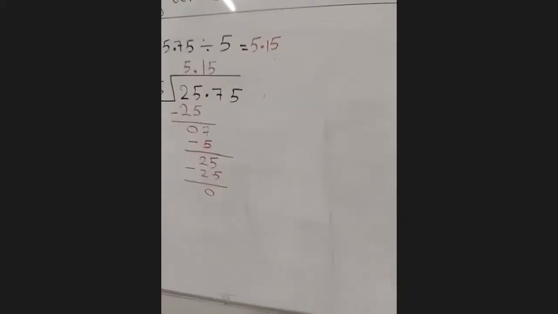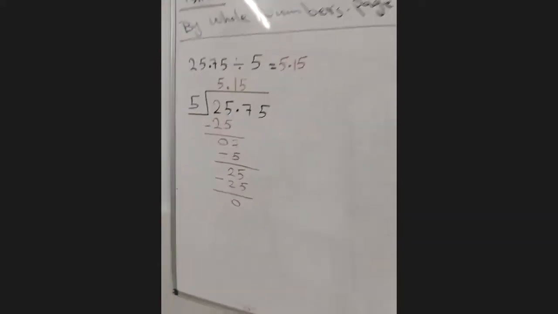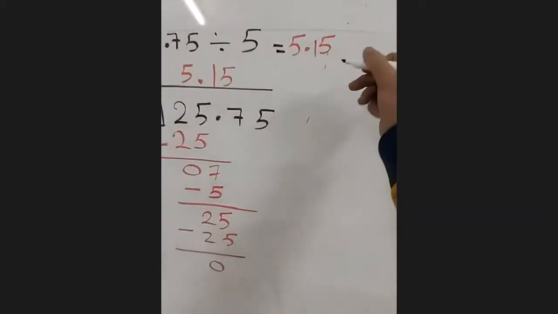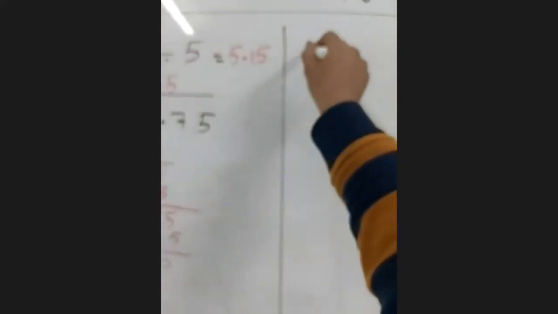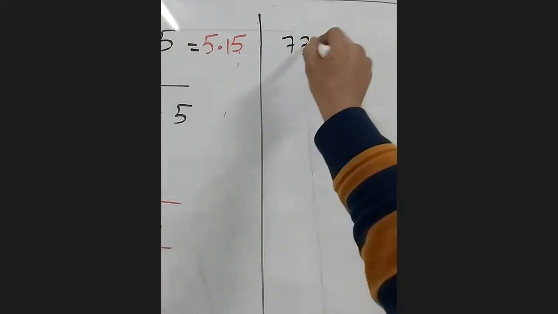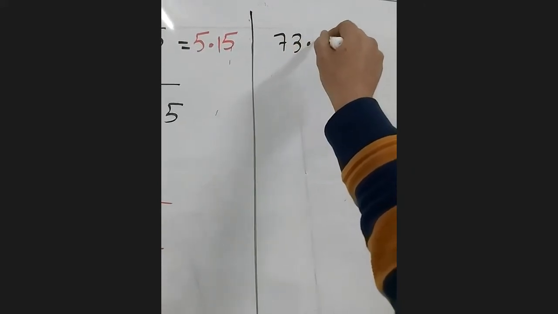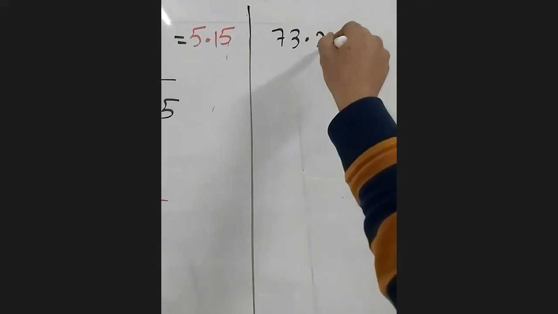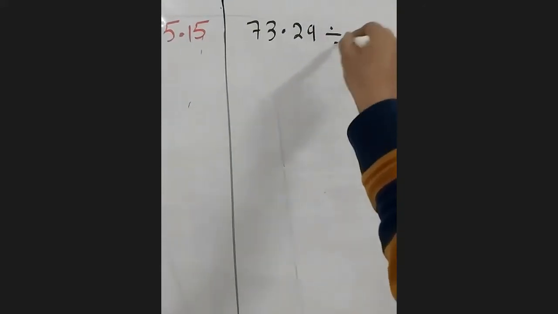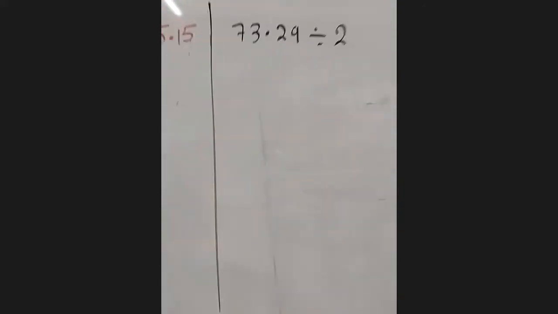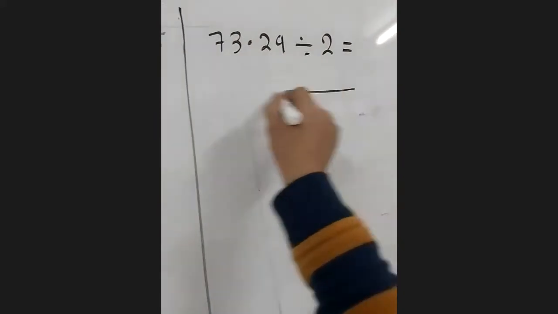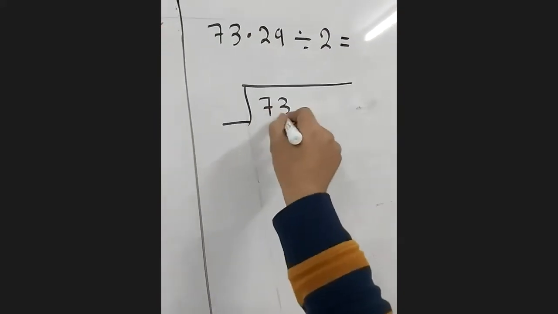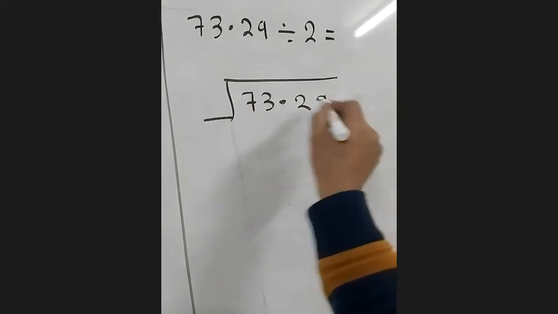For example, if I have this decimal divided by a whole number, let's say 73.29 divided by 2. Okay, now let's do normal division. 73 decimal 29 divided by 2.